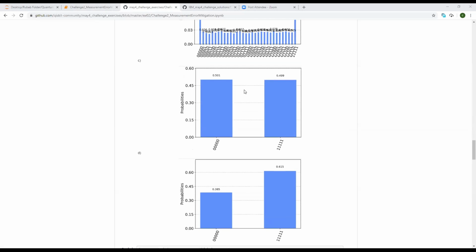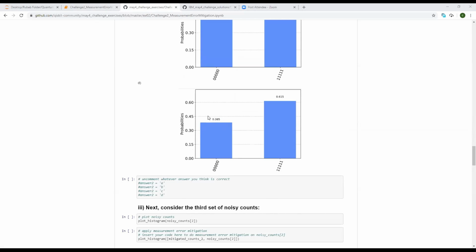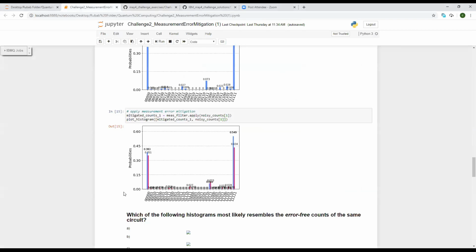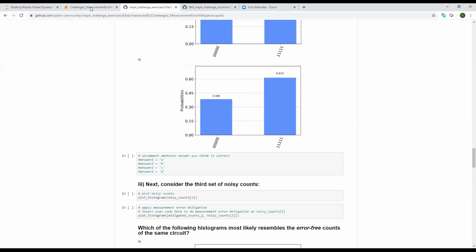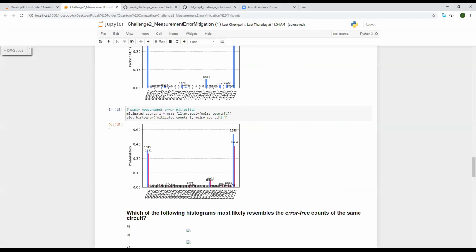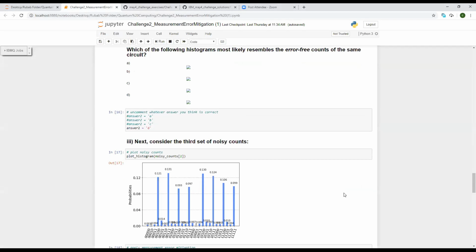So our correct answer is this one, because this is 40%, 0.4, and this is 0.6, the 60% of it. The total probability is equal to 1, which is 100%. So 0.6 is 60%, and this is the same as this one. After mitigation, we saw that this one is the correct result, as it matches the correct result. So this is our answer. We have to uncomment the answer D, which I have done on my Jupyter notebook.